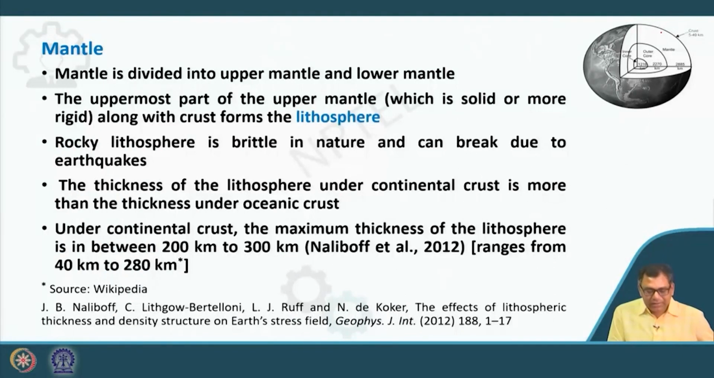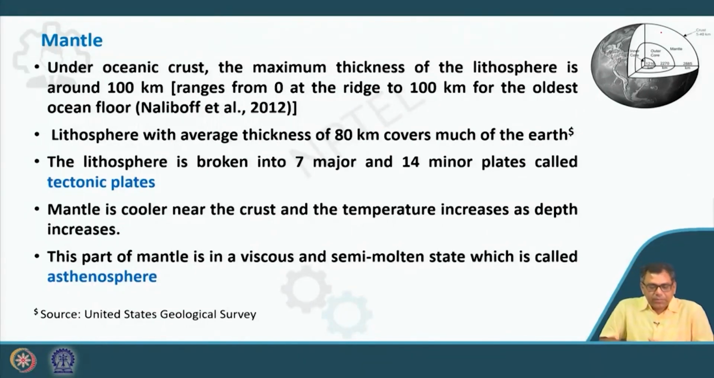Similarly, under continental crust the maximum is 200 to 300. I have given a value of 280. So that means it starts from 40 kilometers, it can end up to 280 kilometers. Okay, so now the lithosphere with average thickness 80 kilometers covers much of the earth.